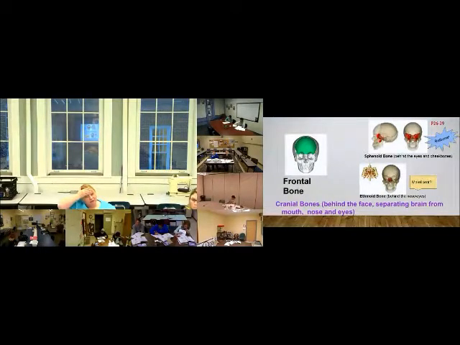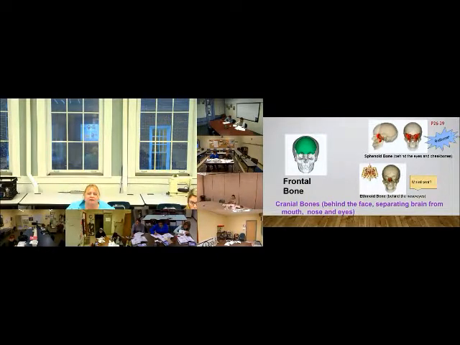The frontal bone is the last piece of major bone in the front. So the frontal bone is your forehead. That's the frontal there. And then behind your eyes, separating your brain from your mouth, nose, and eyes, are the sphenoid bone and the ethmoid bone. So the sphenoid is basically behind the eyes, and it is bat-shaped. And so the bat shape of the sphenoid bone leads people to call it the backbone sometimes. So the sphenoid bone is bat-shaped and behind the eyes.